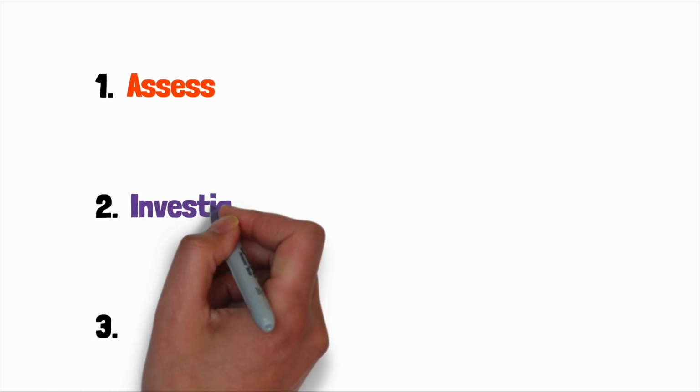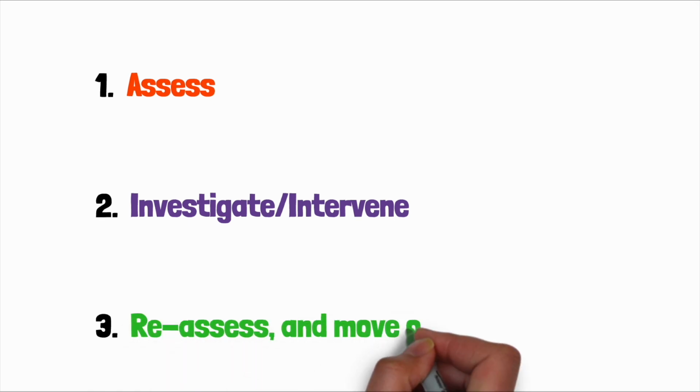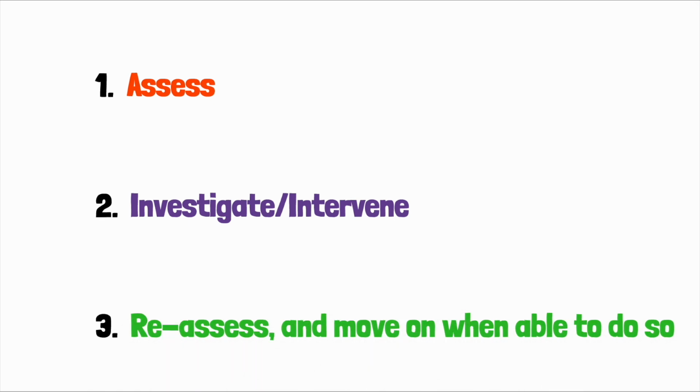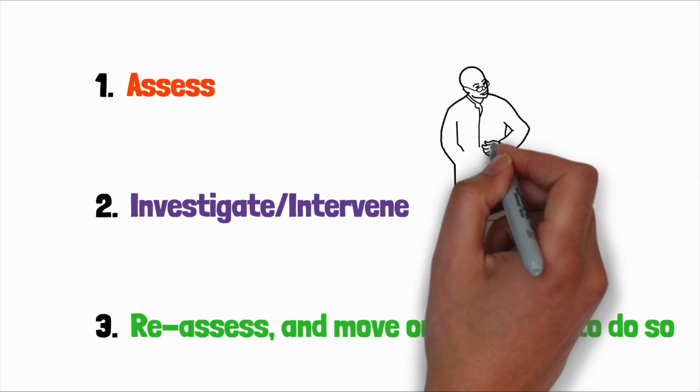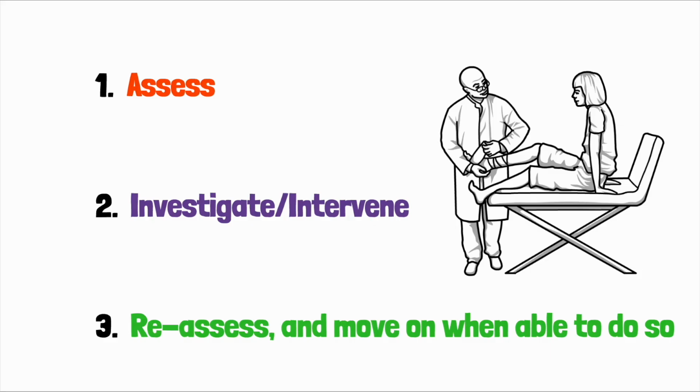Number 2, whilst assessing each individual component, think about any potential investigations and interventions that may be beneficial for the patient. And finally, number 3, do not move on to the next step until you are satisfied with the component you are on. For example, you wouldn't move on to assessing the circulation if there was still a significant breathing problem.